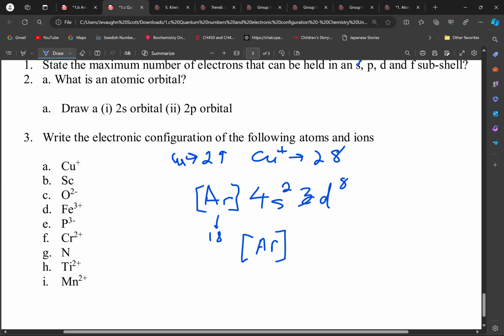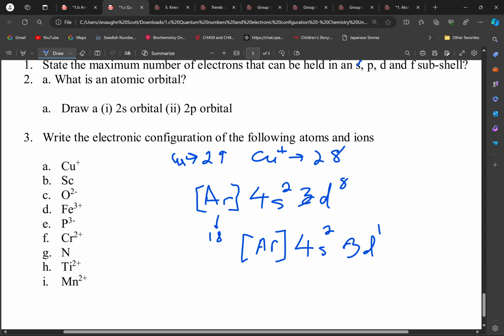Never heard that twice. 3. So 18 from 21 would just give us the 3 that we want, right? So what's going to happen here now? We're going to end up with 4s2, 3d1. That is scandium, yes? Right, so it's the same thing like that.